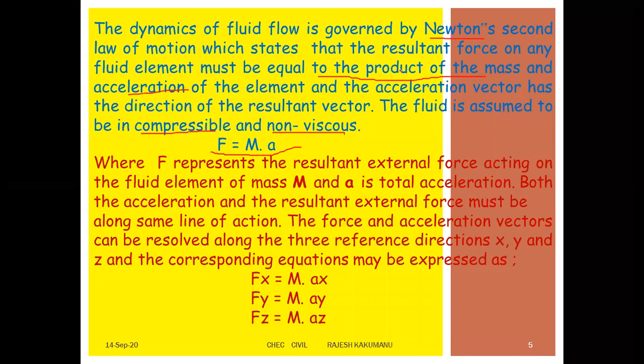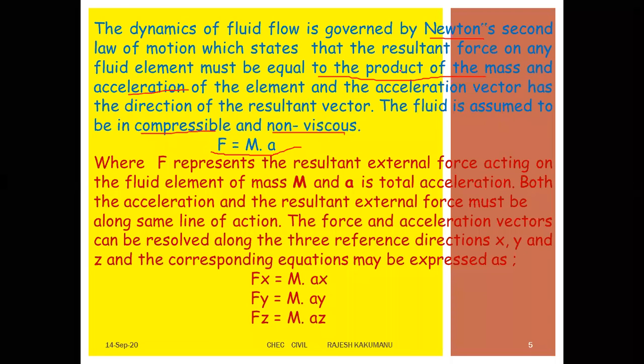The resultant force is equal to the mass times acceleration. Now, F represents the resultant external force acting on the fluid element, M is the mass and A is the acceleration. Both the acceleration and the resultant external force must be along the same line of action.